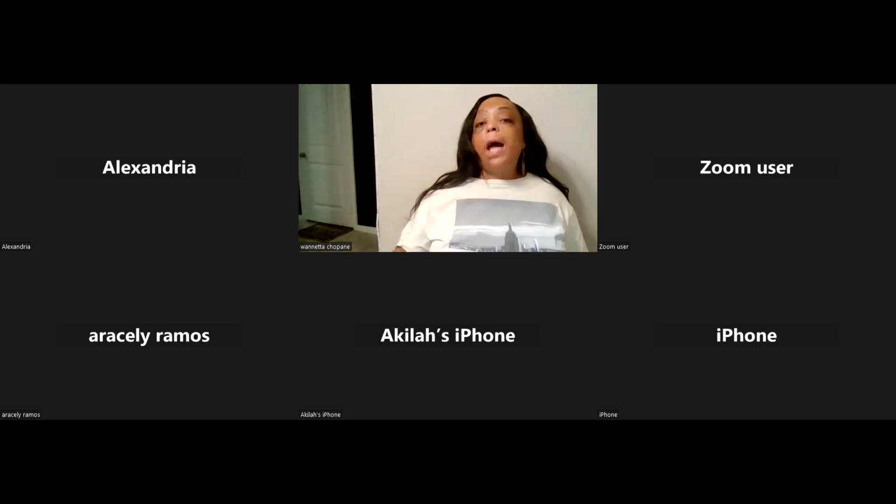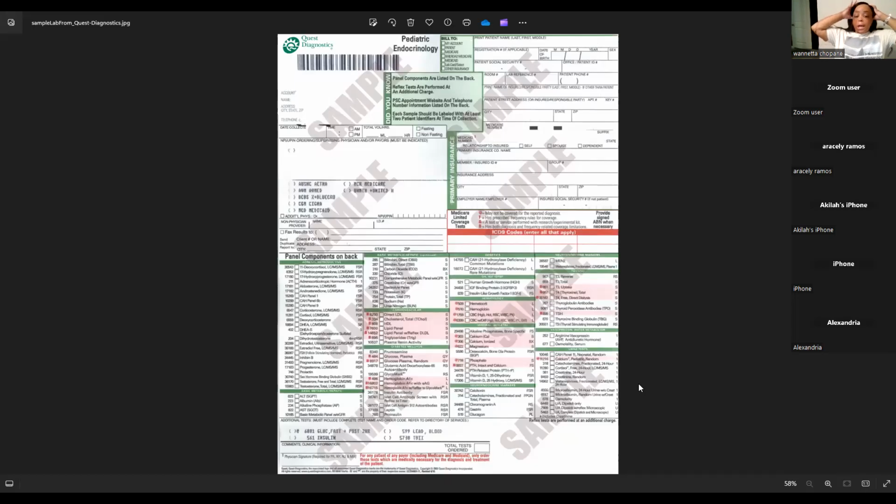Okay, everyone will have a copy of this. And this is a sample of a real Quest. Quest is a real lab, and it's a big one. And they're all over. So when I tell you a requisition, this is, in other words, a requisition. This is what your patient will get from their doctor. And when they come to the lab, this is what they will bring to you.